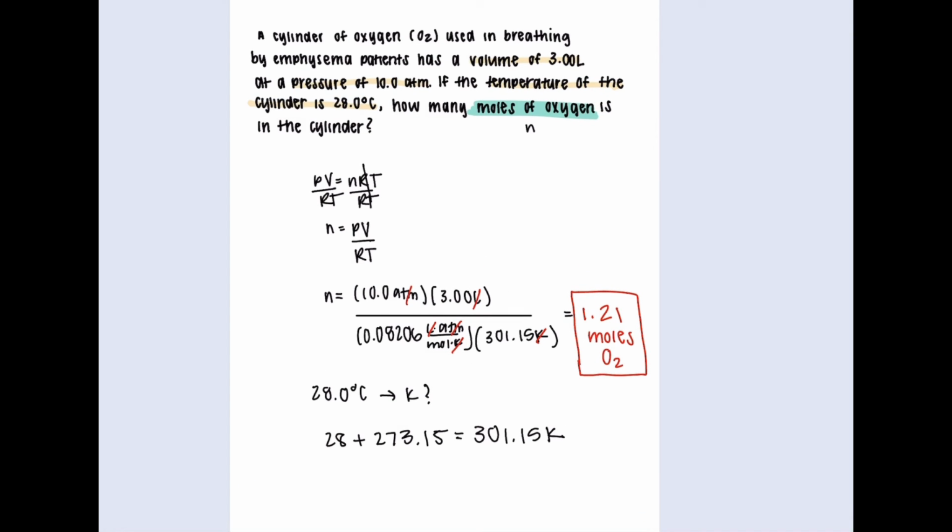So we've covered ideal gas law, and we've used it to solve some real-world problems.